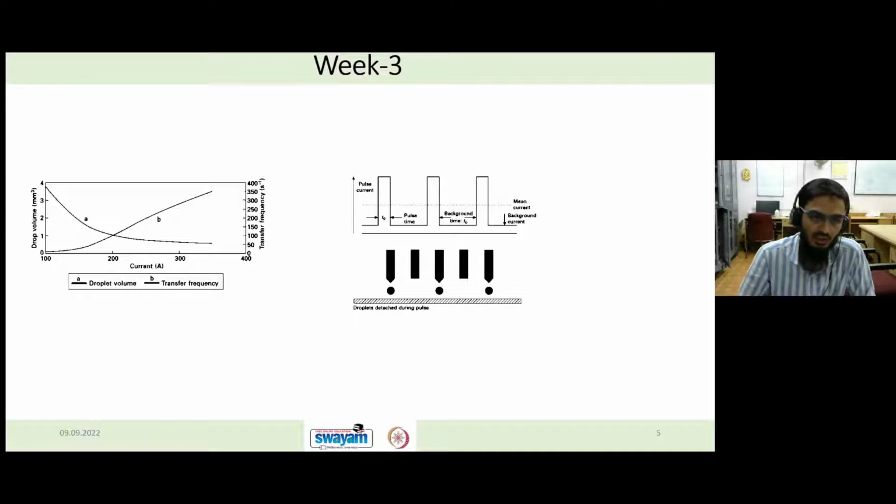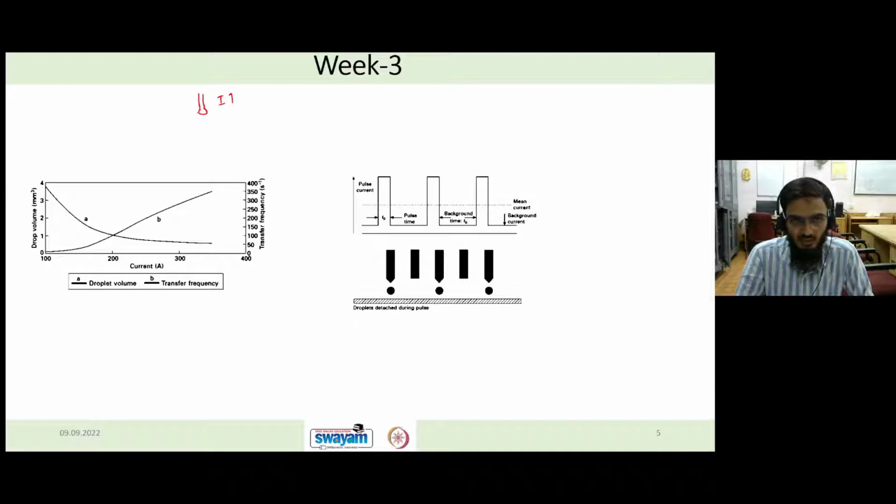So you can see the graph on my left screen. Here it is plotted between current versus drop volume, or in other cases transfer frequency. So let's say this is our electrode and we are supplying some current, and the molten droplet is going to form like this.